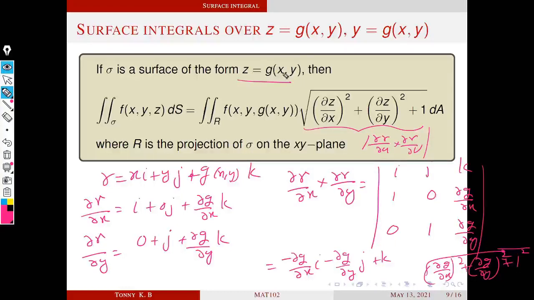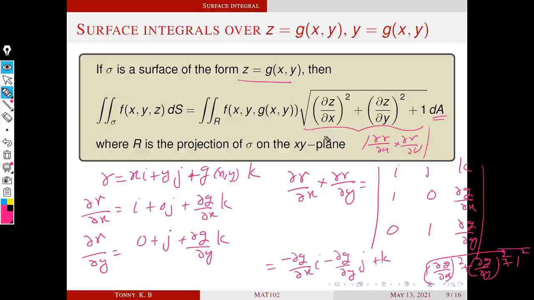Because z is equal to g, we can replace this ∂g/∂x by ∂z/∂x, and this by ∂z/∂y, and plus 1 squared is 1, dA. Now it is clear that this integration takes place on the xy plane, because our u and v are x and y itself. So this R is the projection of the surface to the xy plane. This is the idea of evaluating this double integral.